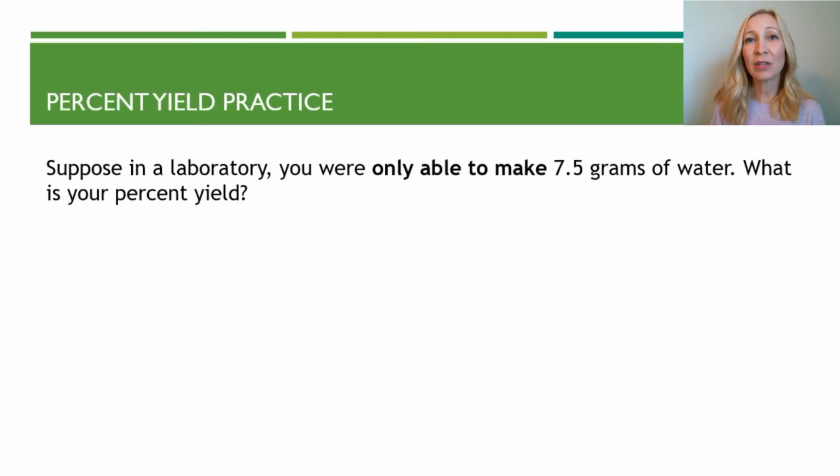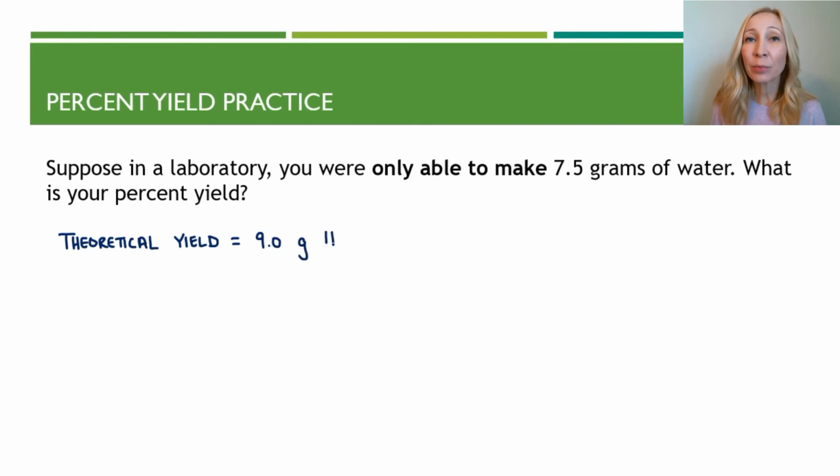Now let's go and do this in terms of our chemistry problem. So we have in our laboratory, we were only able to make 7.5 grams of water just because of conditions or ingredients or different things that can take place. Different sources of error happen when we do chemical reactions, when we perform experiments. So we were only able to make 7.5 grams of water.